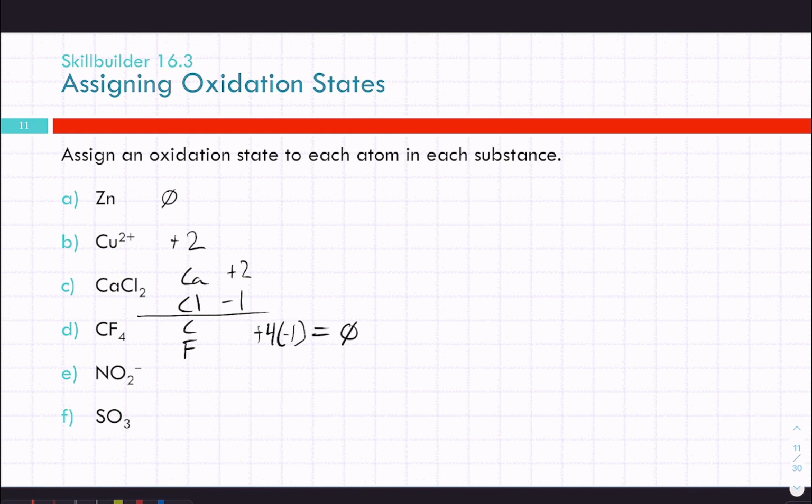So what is the charge on carbon, or the oxidation state on carbon? +4. So if you're writing out the oxidation state for each atom individually, carbon would be +4, fluorine would be -1. Right, because the oxidation state of each fluorine is -1.